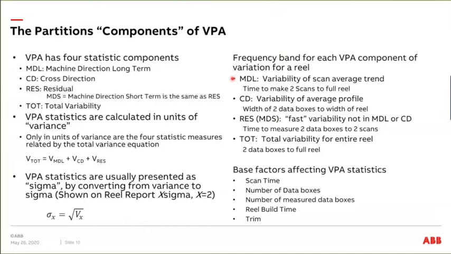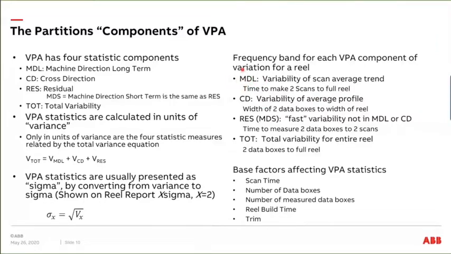So the machine direction long variability, the type of variation that's going to be composed in that MDL value, we estimate between the time to make 2 scans and the full reel build time. So one important thing is that the MDL is limited to the build of the reel. If your average reel build time is like 45 minutes and you're looking at a frequency of like 3 hours, you may not see as much of that in the MDL on the VPA report. You'd need a longer set of data to look at it.